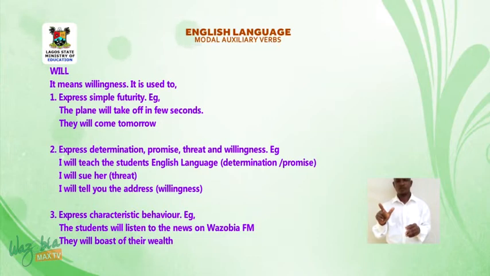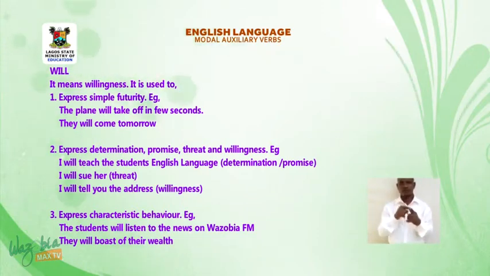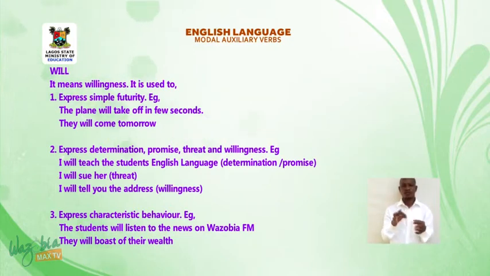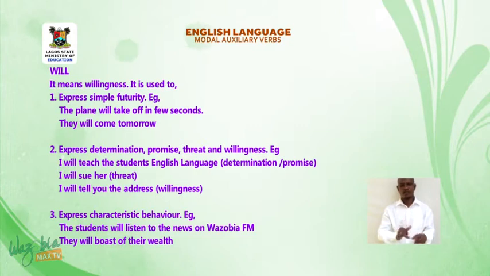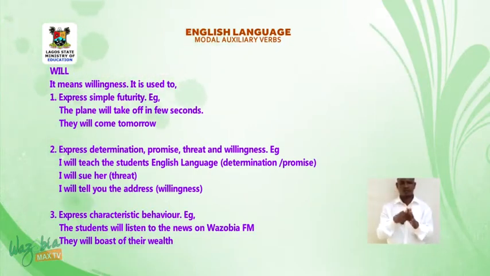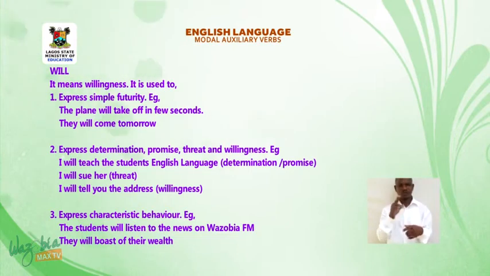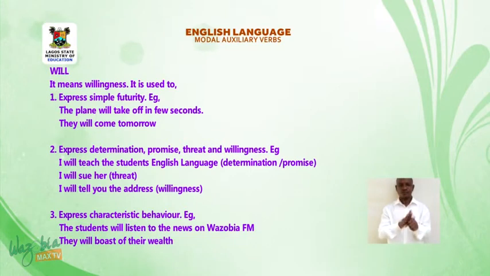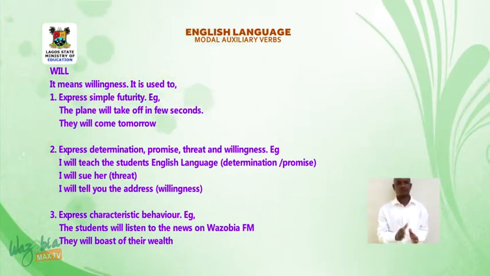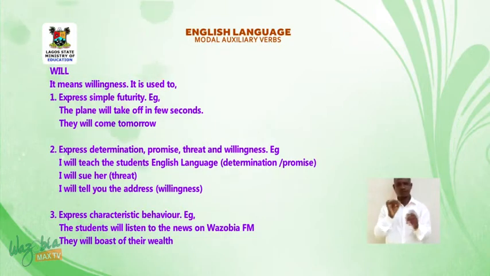W-I-L-L. It means willingness. It is used to: 1. Express simple futurity. For example, the plane will take off in a few seconds. They will come tomorrow. 2. To express determination, promise, threat, and willingness. For example, I will teach the students English language.